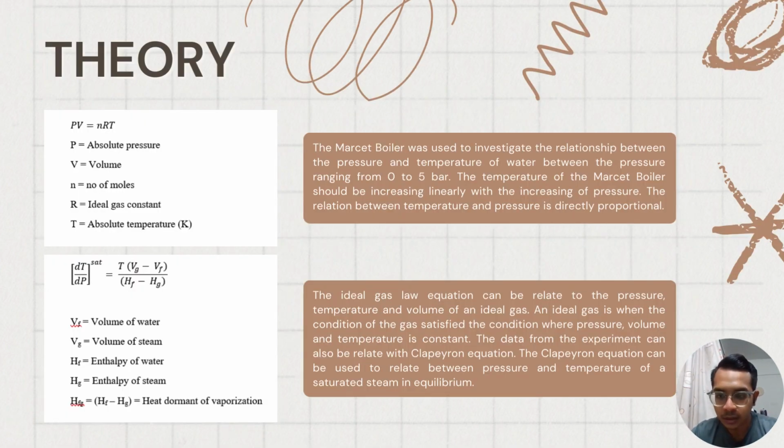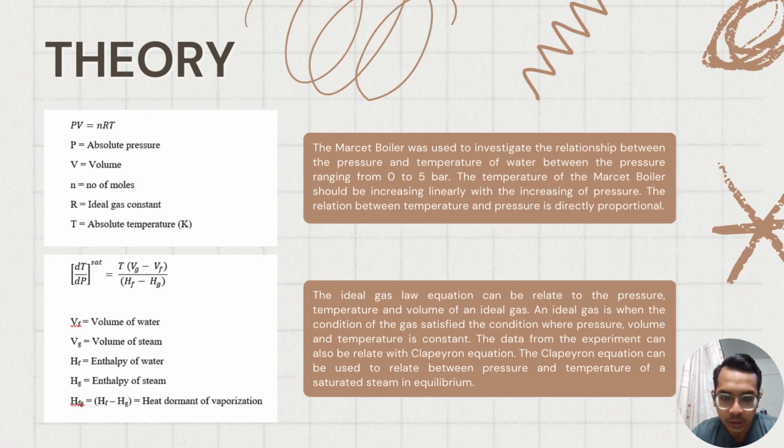After that, we move on to the theory that will be used in this experiment. The Marcet boiler was used to investigate the relationship between the pressure and temperature of water, with pressure ranging from 0 to 5 bar. The temperature of the Marcet boiler should be increasing linearly with the increasing pressure. The relation between temperature and pressure is directly proportional.